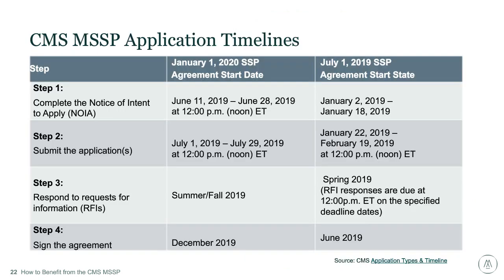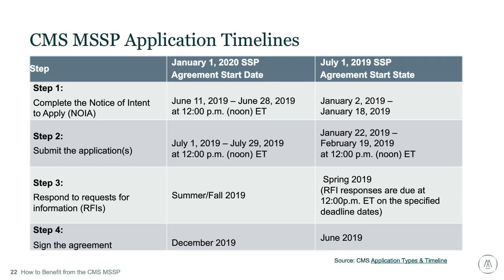Now I'm just going to talk a little bit about the MSSP application timelines. I've given you what we have just gone through, which was the July 1st start date, so you can see that there in this slide itself. But what we're looking at right now is if you want to apply to get started for January 1st, 2020, you need to get your notice of intent to apply in between June 11th and June 28th. Step 2 would be submitting the application between July 1st and July 29th.